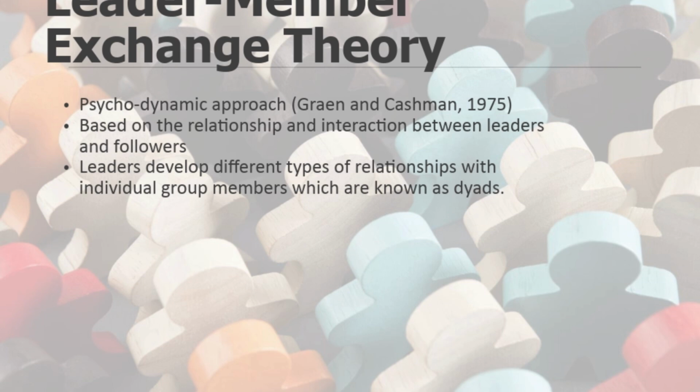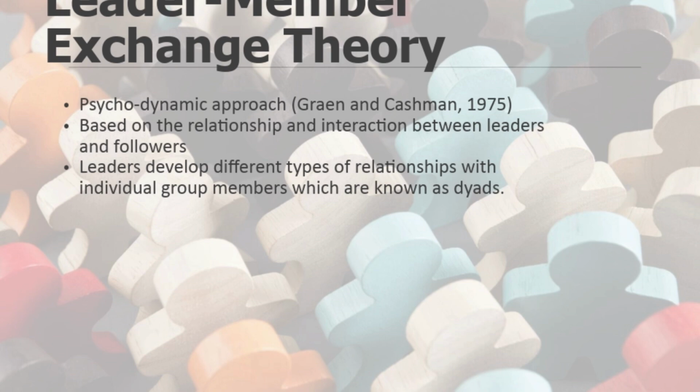This theory was proposed by Graen and his colleagues in the mid-1970s, originally under the name Vertical Dyad Linkage Theory, or VDL. The basic idea is simple. Leaders form different types of relationships with each member of their team. These one-to-one relationships are called dyads. Graen and Cashman suggested that team members fall into one of two categories, the in-group or the out-group.